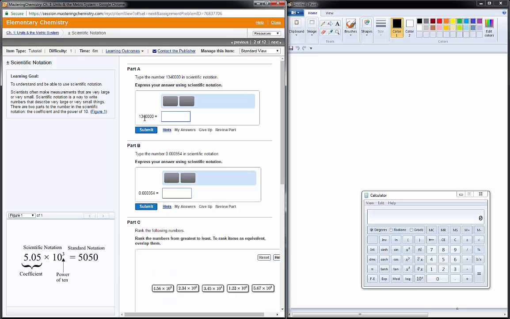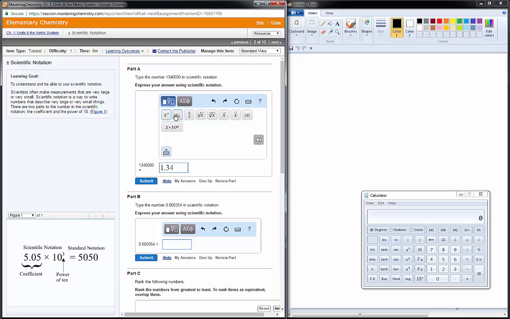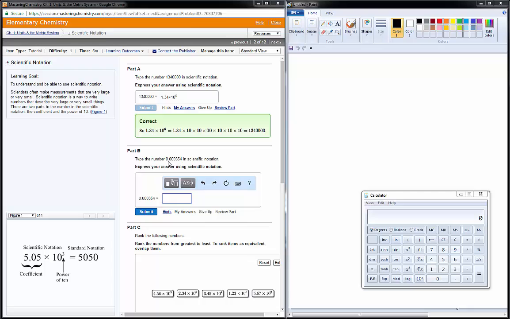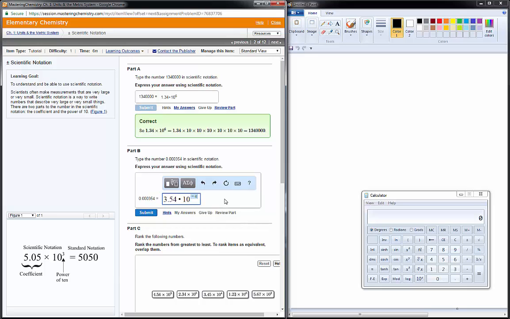Next, we're converting between regular notation and scientific notation. So if my decimal point goes here at the end of the 0, then I'm going to move it back by 1, 2, 3, 4, 5, 6 positions to make 1.34 times 10 to the 6th. For this next one, since I'm going backwards, by 1, 2, 3, 4 positions, I have 3.54 times 10 raised to the -4th. Big numbers will have positive exponents. Small numbers will have negative exponents.